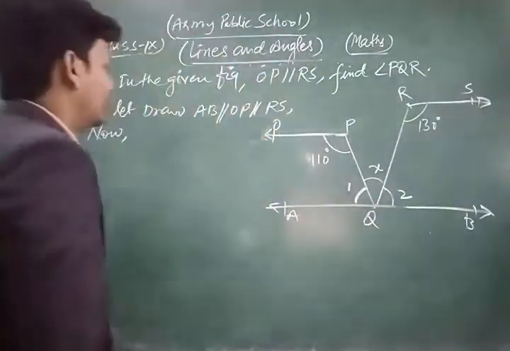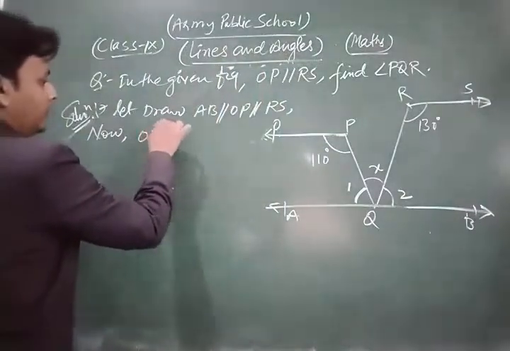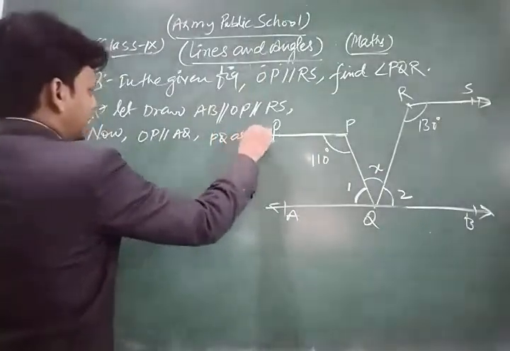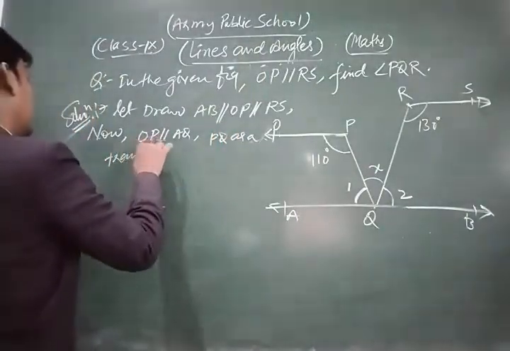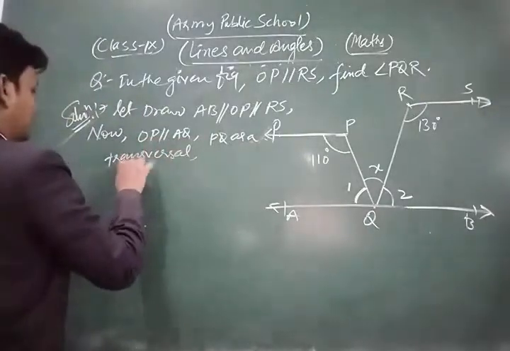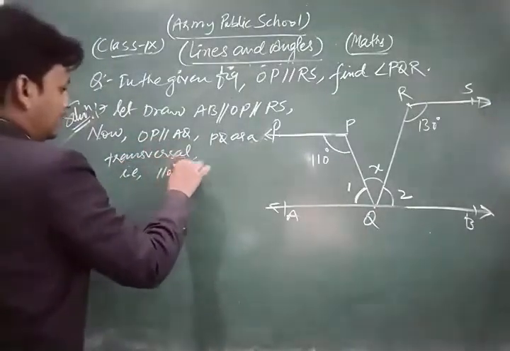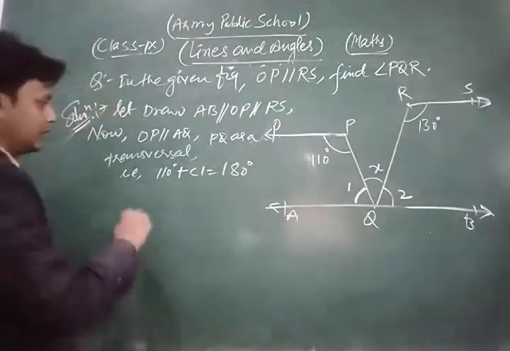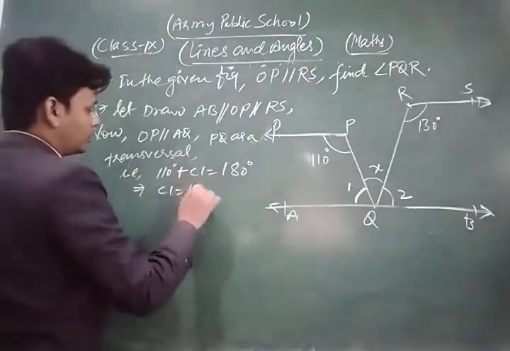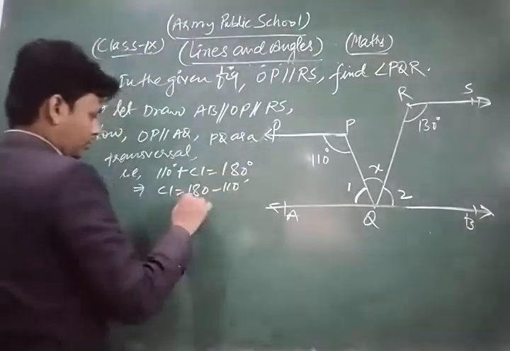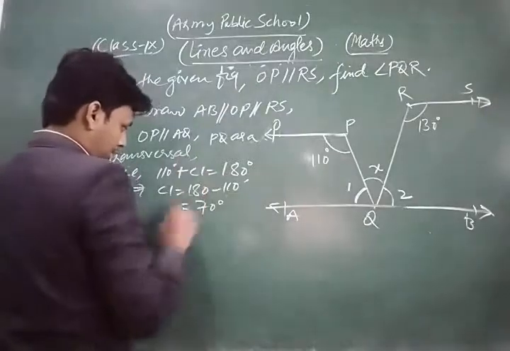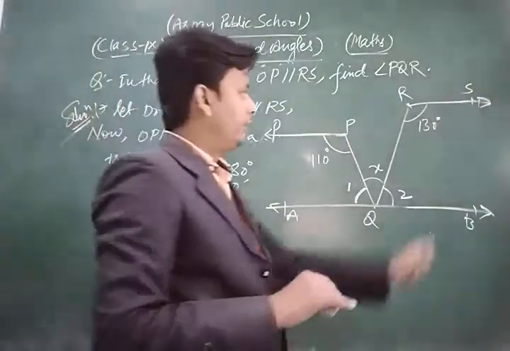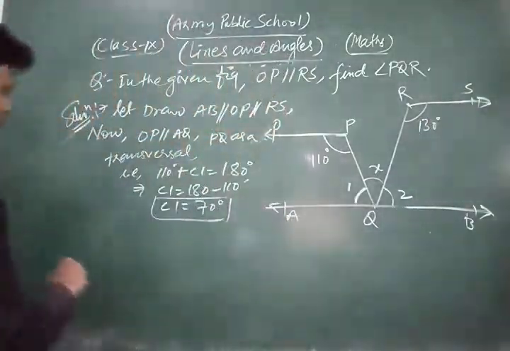Okay, dear students, now we take OP parallel to AQ and PQ as a transversal. That is their sum of measure: 110 plus angle 1 is equal to 180, because their sum of measures is 180. Consequently, angle 1 is equal to 180 minus 110, so that is 70 degree. So angle 1 is 70 degree.